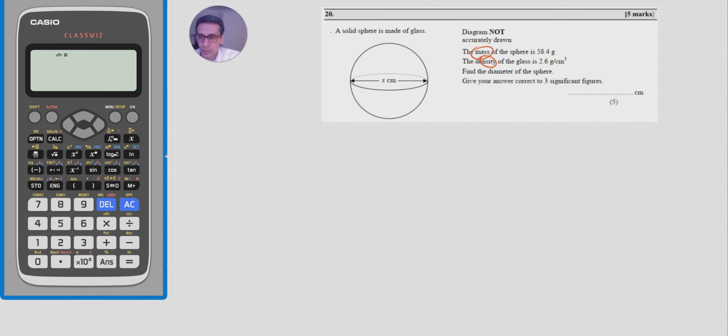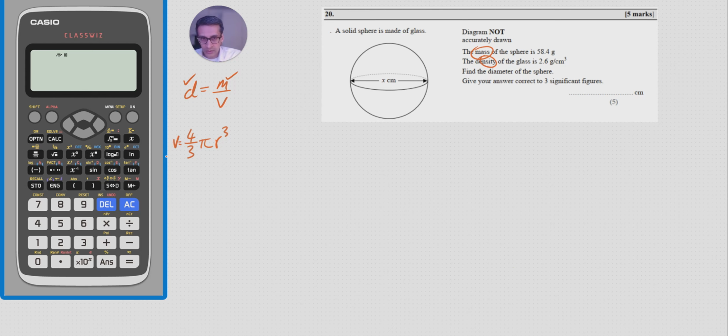So let's write the formulas down. Density equals mass over volume. Since we have density and mass, we're going to have to focus on volume here. So let's work out the volume of a sphere. We know the formula for this. We should know this. It's going to be 4/3 pi r cubed. So that's V equals 4/3 pi r cubed.